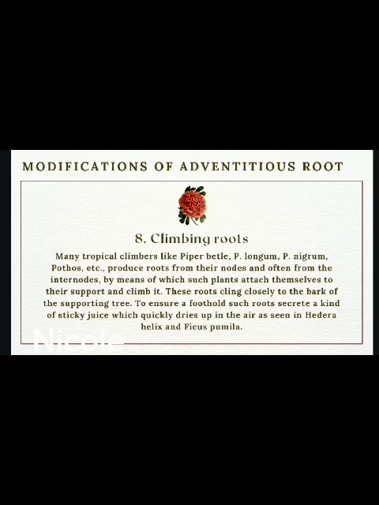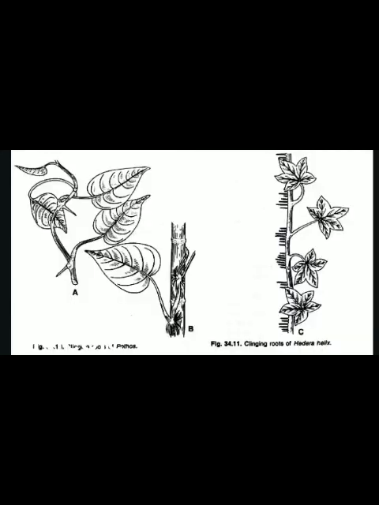8. Climbing roots. Many tropical climbers like pepper betel, Piper longum, and Piper nigrum produce roots from their nodes and often from the internodes, by means of which such plants attach themselves to their support and climb it. These roots cling closely to the bark of their supporting tree to ensure a foothold. Such roots secrete a kind of sticky juice which quickly dries up in the air, as seen in Hedera helix and Ficus pumila. Here's the example.